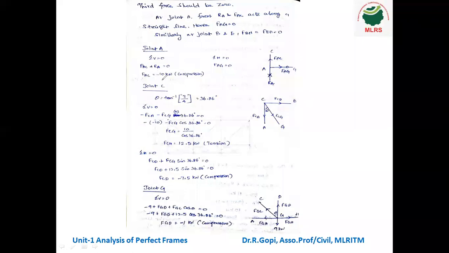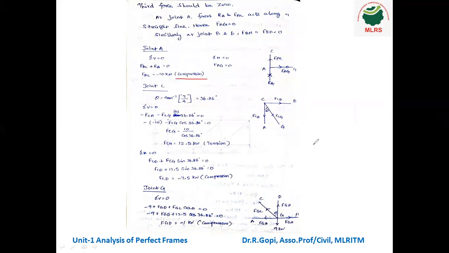So we know that RA is equal to 10 kilonewton. So FAC is equal to minus 10 kilonewton. So we got the answer in minus, so it is a compression force.